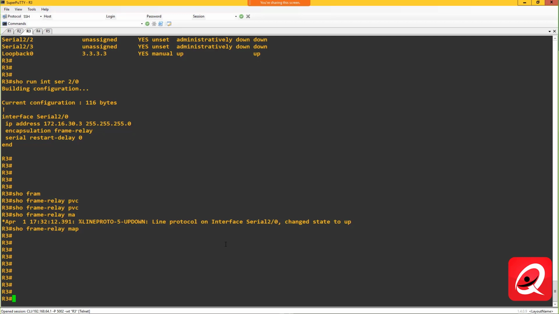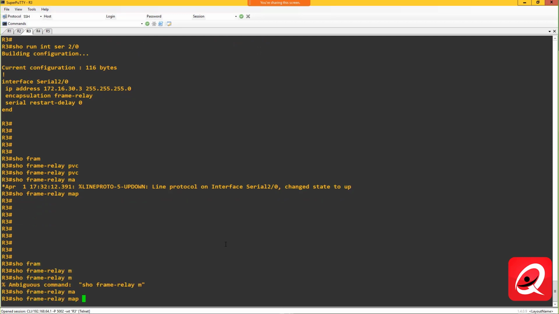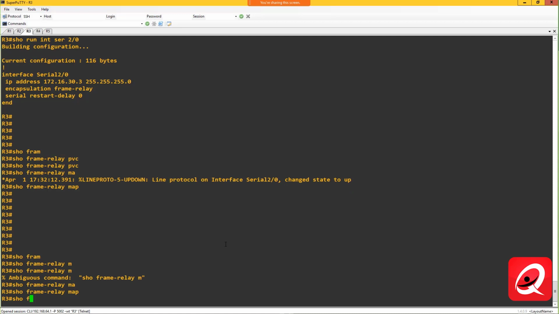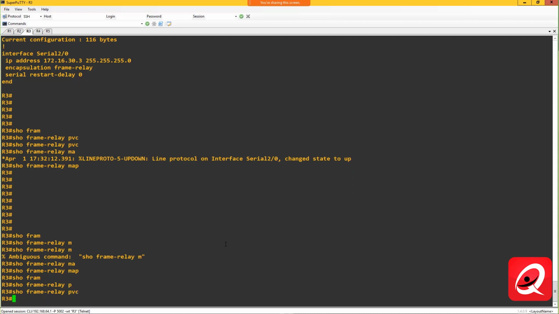So it's going through the whole process of discovering the frame relay LMI type, going through the inverse ARP process to identify who's on the other side of the link. So if I do a show frame relay map now, I should see, show frame relay PVC. Interesting. Show frame relay.